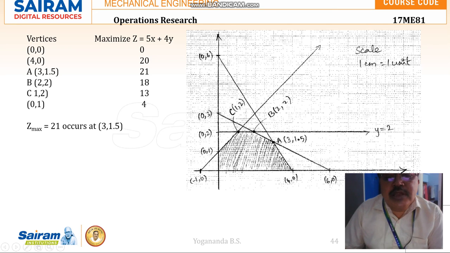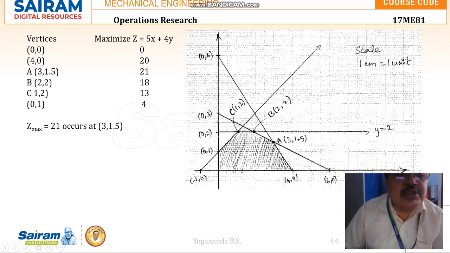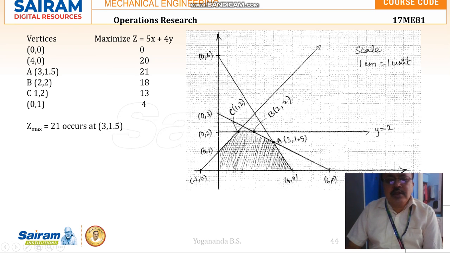Then point A, having the coordinates 3, 1.5. Substituting x and y, we get z equal to 21. Then the next corner point B, having the coordinates 2, 2. Substituting x and y as 2, 2, we get 18. Then point C with the coordinates 1, 2 has a z value of 13. Then 0, 1, the last corner point. Substituting 0, 1, z value is 4.